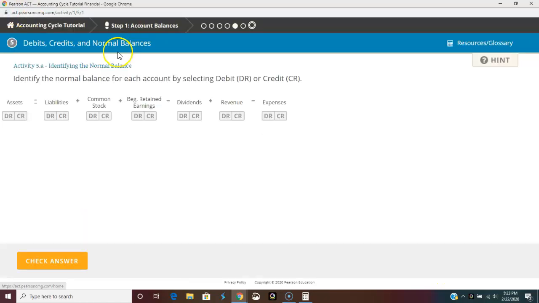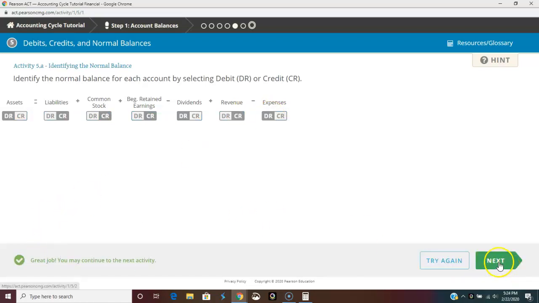Try again. Identify the normal balance for each account by selecting debit or credit. Okay, think about where they are on the equation. This is where it gets tricky. And this is part of chapter 2 as well. Assets over there on the left, debit. Liabilities, normal balance is the positive balance. Liabilities are credits, common stock, credit. Beginning retained earnings, credit. Because dividends are a minus, it's on that side. Revenues are credit, expenses are debits. Hopefully I got that right.